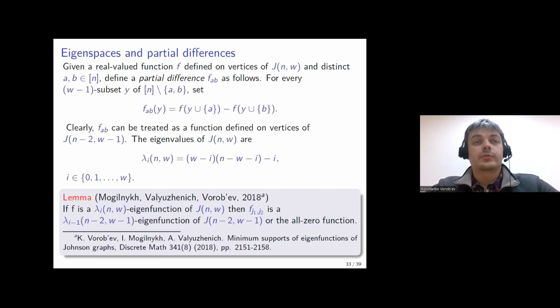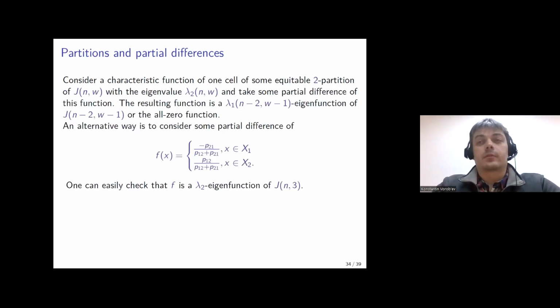And here we use one very useful lemma from Mogilnykh, Valyuzhenich, and Vorob'ev from 2018. Actually, if we have a lambda i eigenfunction of a Johnson graph, and we take a partial difference, then as a result, we have the all-zero function or a lambda (i minus 1) eigenfunction of the smaller Johnson graph J(n minus 2, w minus 1).